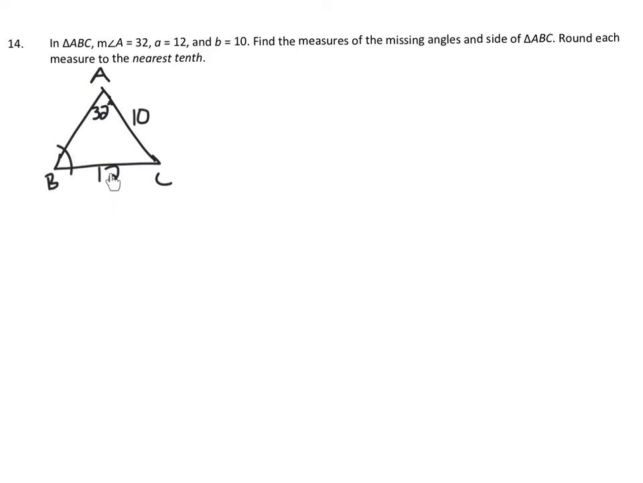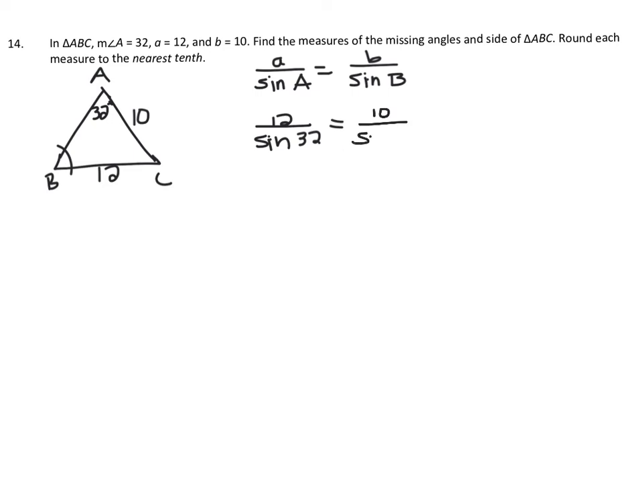So I'm going to do A over sine of A equals B over sine of B. Okay, so for side A, we have 12. And that's going to be over sine of, well, for angle A, we have that as 32 degrees. And that's going to be equal to B, which is 10, over sine of, and I'm going to leave that as a B, right? Isn't that what we're solving for? We're solving for angle B.